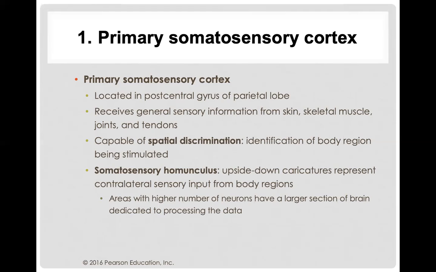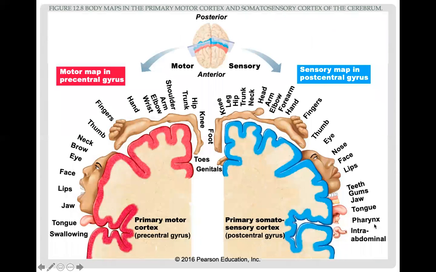The other thing you notice is that there are areas that have a higher number of neurons dedicated to collecting data. And the more neurons that collect data, you need to dedicate a larger portion of your postcentral gyrus to processing that information. So let's take a look at a picture. For this picture, we're looking at our sensory postcentral gyrus, as you can see in blue.